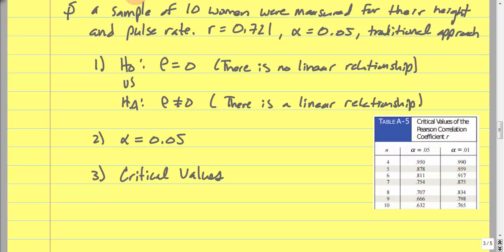Okay, and then again, we have a sample of size 10. We're looking at alpha equal 0.05, and we can see that these converge right here at 0.632. Because it's a two-tailed test, we're looking at critical values of plus or minus 0.632.